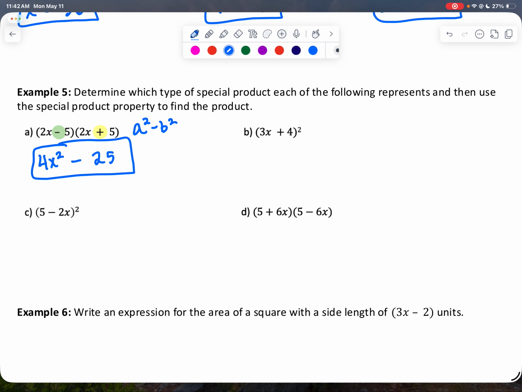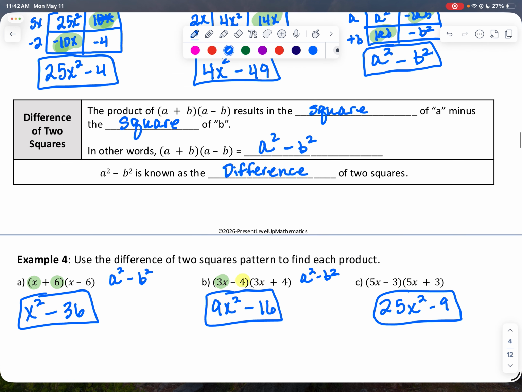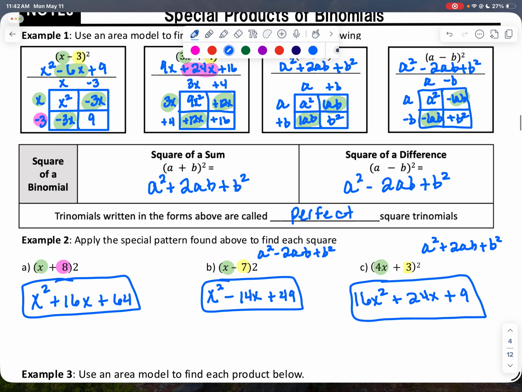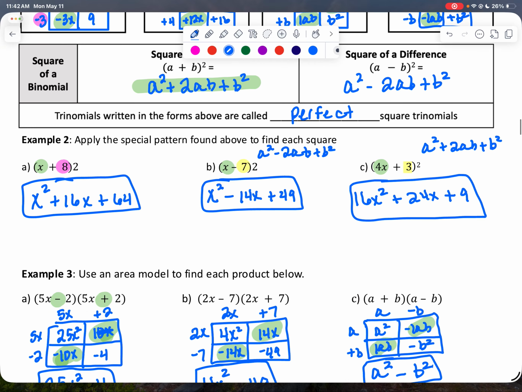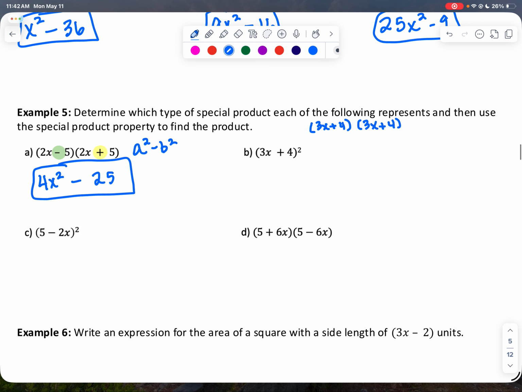All right, problem B is a little different though. We have 3x plus 4 quantity squared. So literally this time what we're doing is we're multiplying 3x plus 4 times 3x plus 4. So we don't have a sum and a difference this time. We have a plus and a plus. So that's from our first page, which said if you have a plus b quantity squared, you're going to use this pattern, a squared plus 2ab plus b squared. So let's write that down.